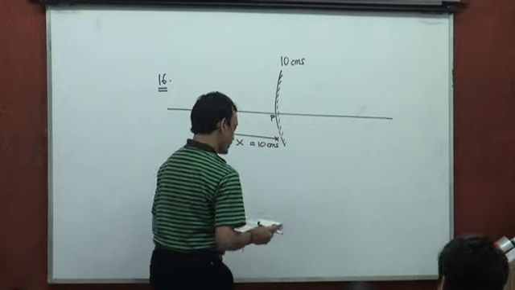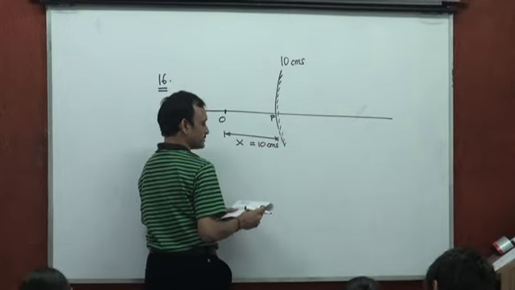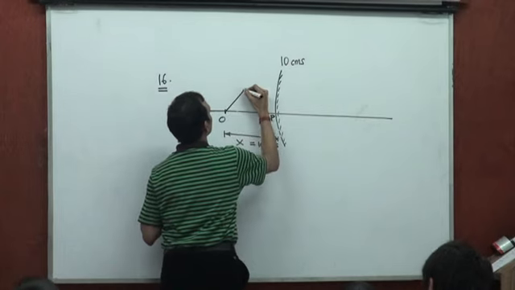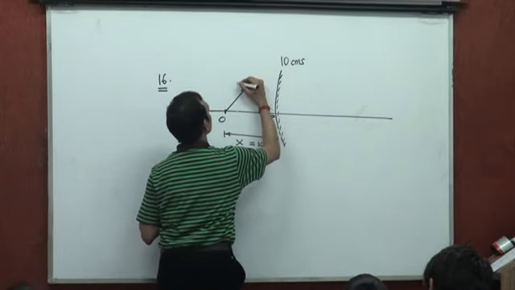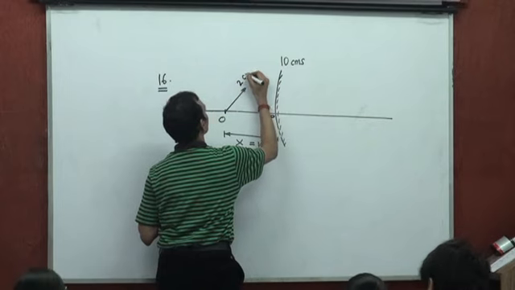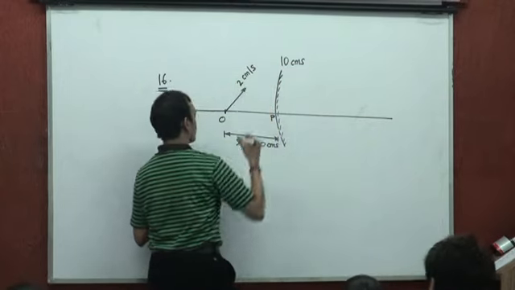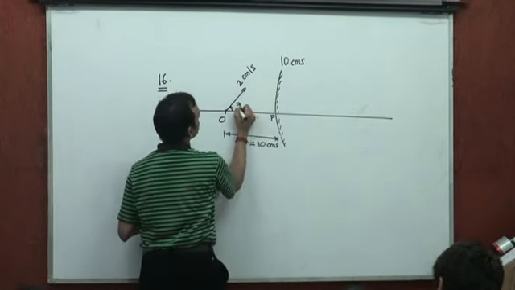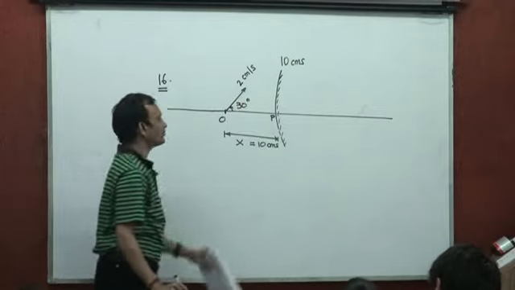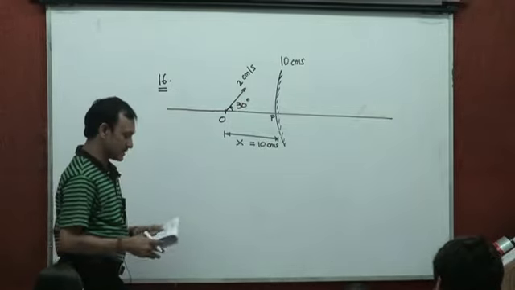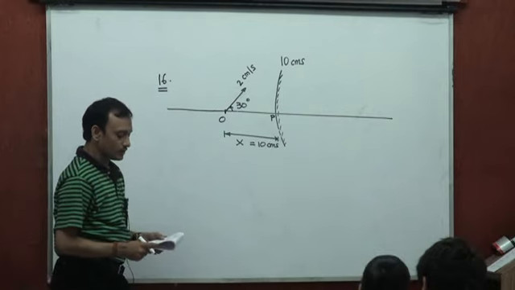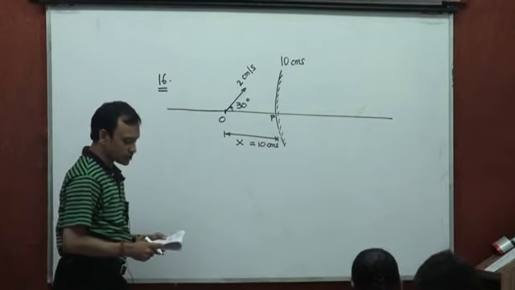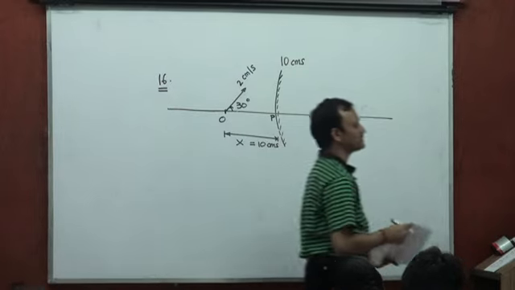The object starts moving with a speed of 20 millimeters per second, that is 2 centimeters per second, at an angle of 30 degrees with the principal axis. What will be the speed of its image and direction with the principal axis at that instant?